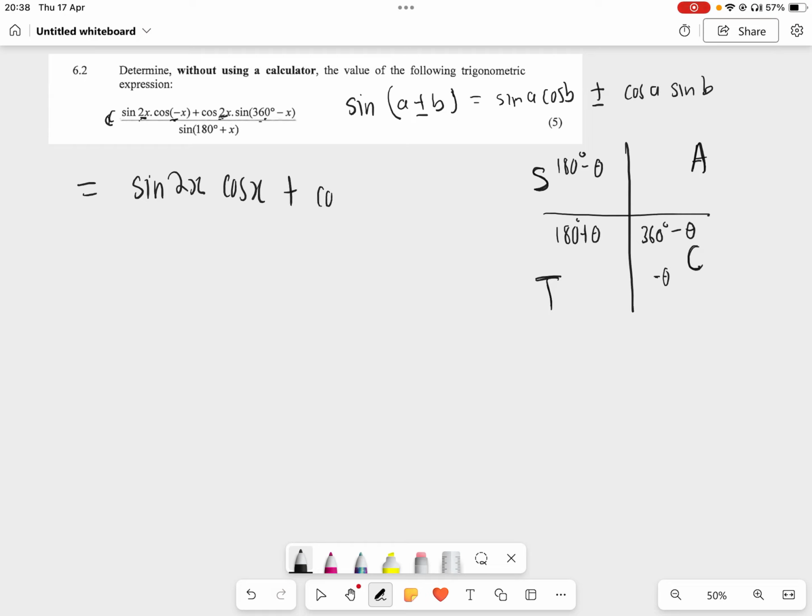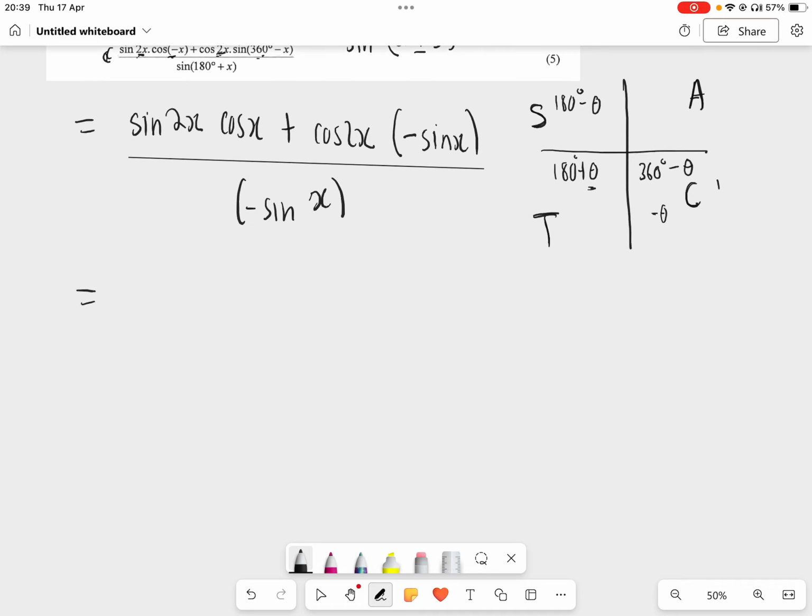Then you're going to have cos of 2x. Then 360 minus x is in the fourth quadrant. So sine is what? It's negative. So it's negative sine x, all over sine of 180 plus x. And 180 plus is found in the third quadrant, and sine in the third quadrant is negative. So that's going to be negative sine of x.